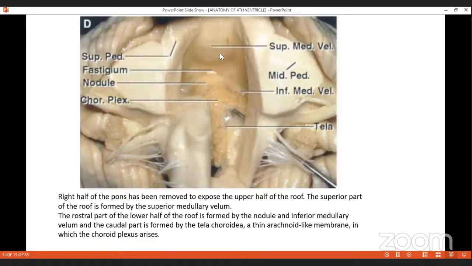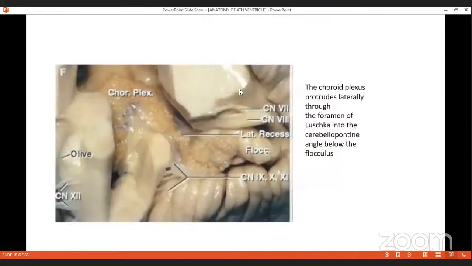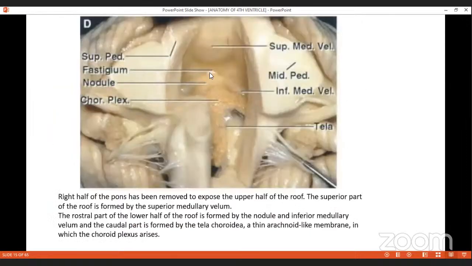in the midline. The rostral part of the lower half of the roof would be formed by the inferior medullary velum, which is connected to the nodule of the cerebellum in the midline. So this inferior medullary velum is basically a white matter structure. It connects in the midline with the nodule of the cerebellum, and it goes laterally to attach to the floccular lobe of the cerebellum, which is somewhat here. We'll be able to see it in the next pictures as well. This forms an important flocculonodular pathway of the cerebellum.